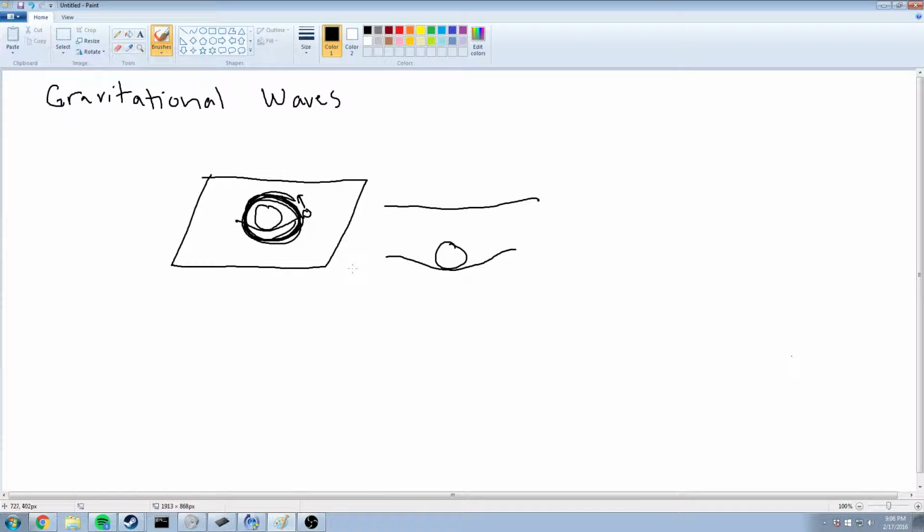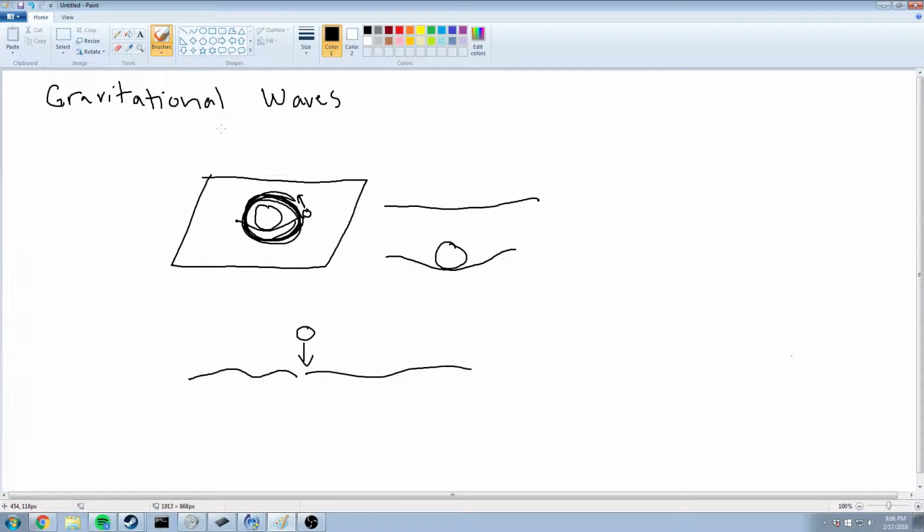So gravitational waves, it's like when you drop a pebble into the ocean, and then it sort of ripples away in waves. That ripple would be like a gravitational wave.